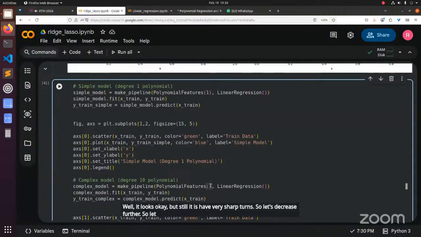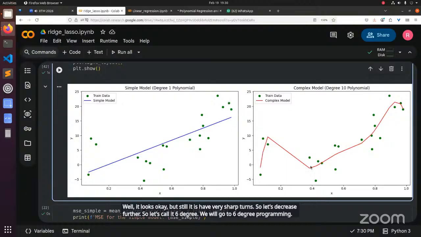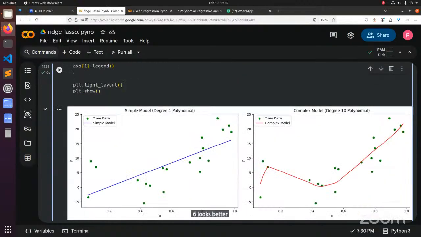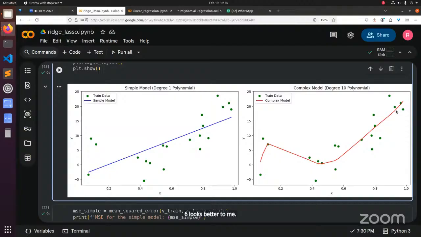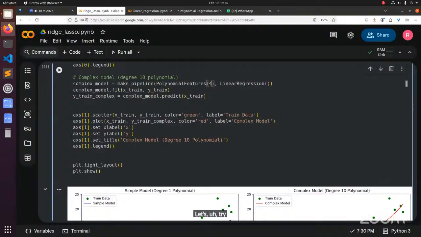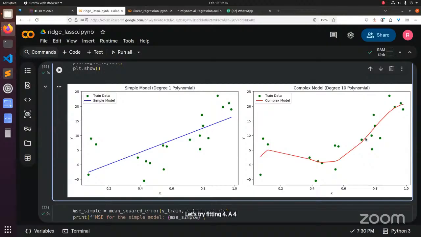Let's call it 6 degree. We will go to a 6 degree polynomial. It looks better, right? It looks fair. Some points it is able to fit there and then fit this. Let's make it 5 degree. 6 looks better to me, but 5 is even better, right? Let's try fitting 4.